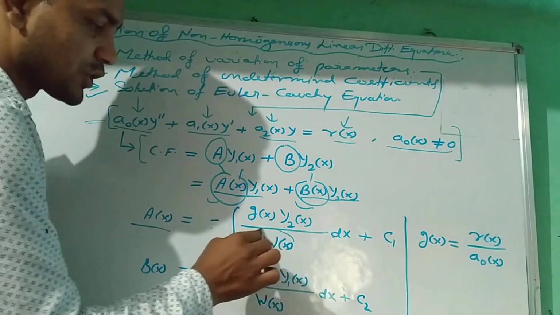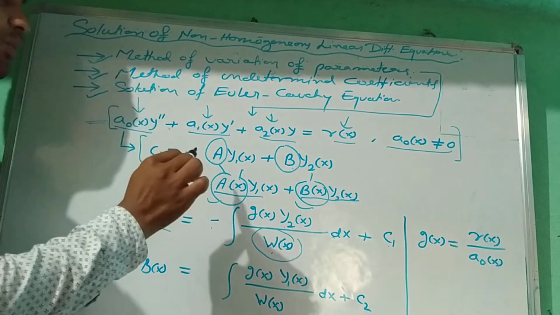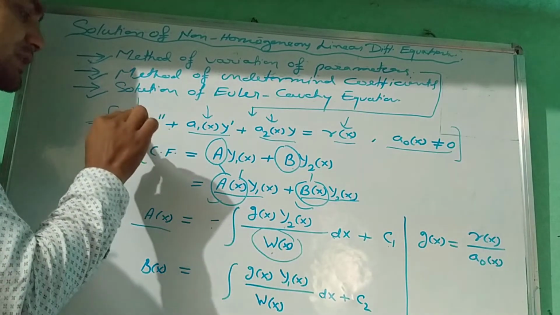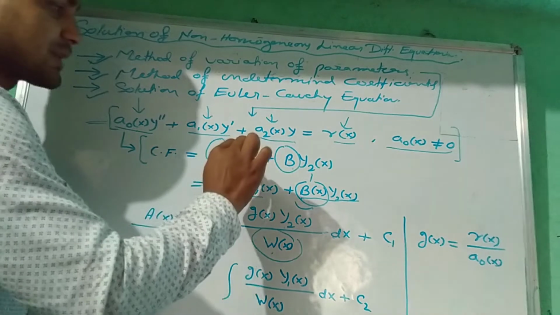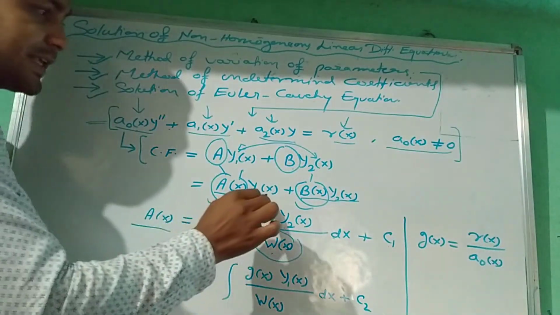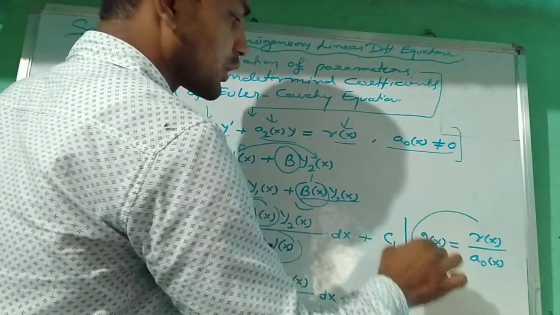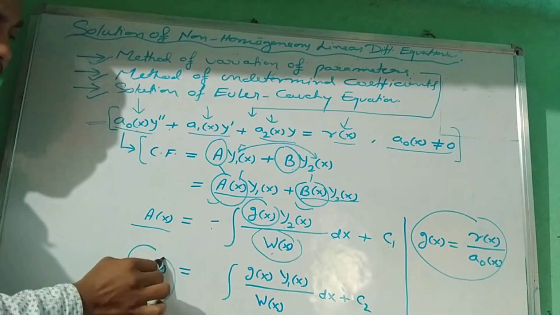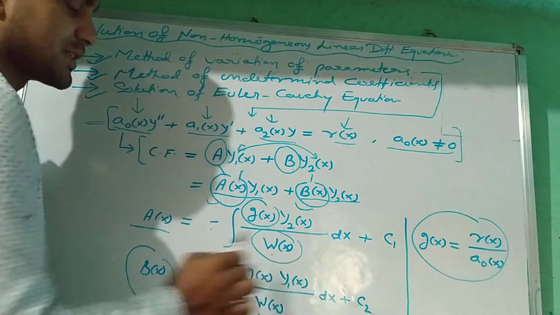In the denominator we have the Wronskian. This is the Wronskian of the two linearly independent solutions of this differential equation, or we can say the Wronskian of y1 and y2. g(x) equals r(x) upon a0(x). Similarly, the value of b(x) equals the integration of g(x) y1(x) upon the Wronskian W(x) dx plus c2.